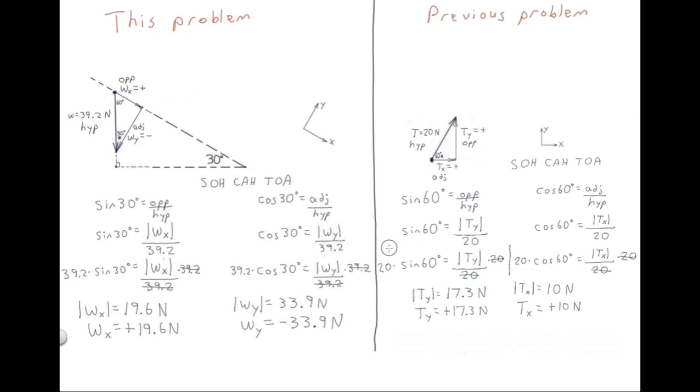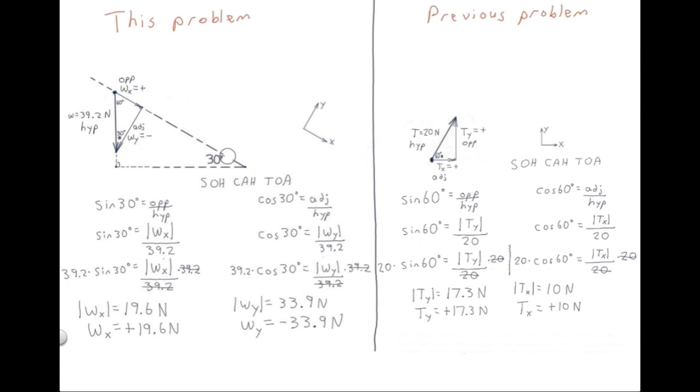But notice that in contrast, for the previous problem, we used sine for the y component, not the x. And in the previous problem, we used cosine for the x component, not the y. The moral is that you should not assume that you're going to be using sine or cosine for the x or the y component for any particular problem. Instead, you should go through the SOHCAHTOA process, which will determine for you, for each problem, whether you should be using sine or cosine for the x or y component for that problem.